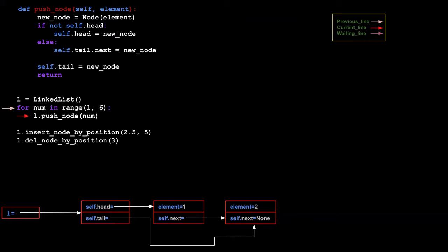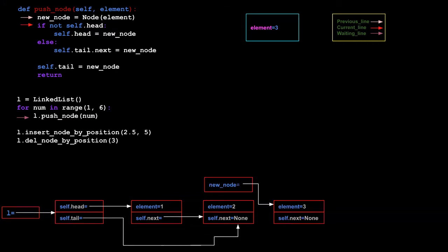We call the function push node again, we pass 3. And here we dynamically and uniquely allocate a node that is a type of the class node, and we assign it to the pointer new node that is a type of the class node. And we check if not self.head. Self.head, if you can see, is pointing to a node which does not equal none. So we don't go inside, we go into the else, and what do we see?